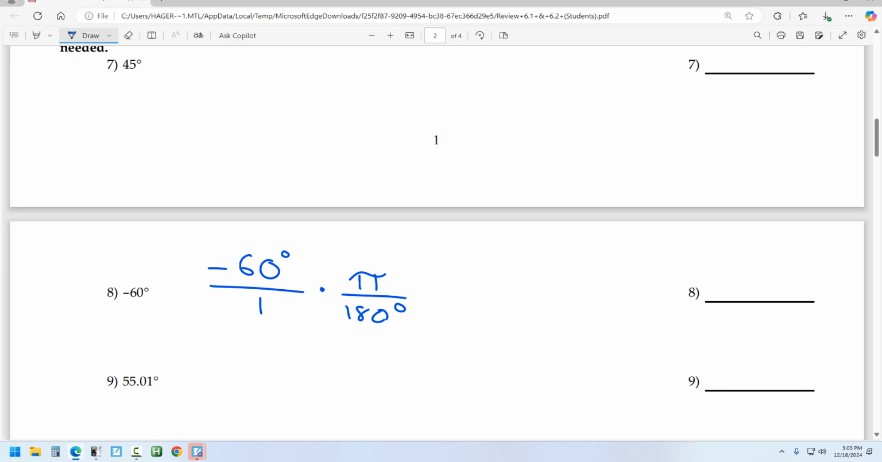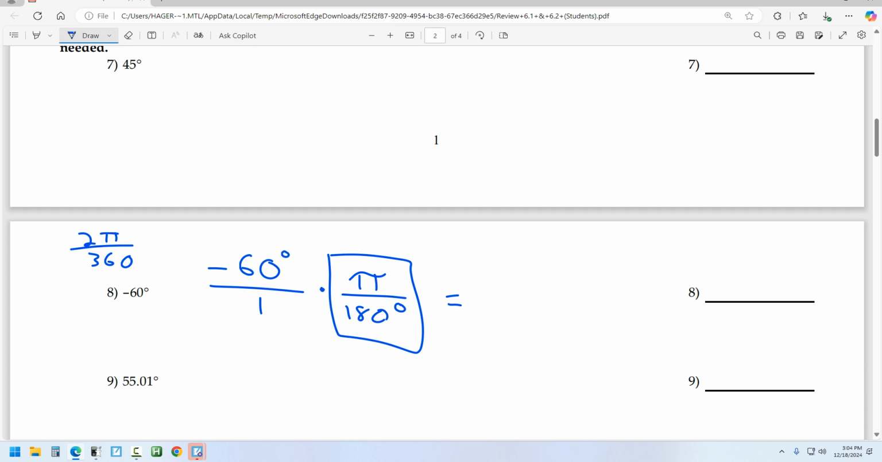You can use any fact here that is true. It doesn't have to be pi over 180. That's what I usually use. But as long as you use some fact that's true, like if you did 2 pi over 360, that's exactly the same thing as pi over 180. As long as it's a fact that's true, it'll work. But pi over 180 is how we normally do it. Okay, so now what cancels out there?